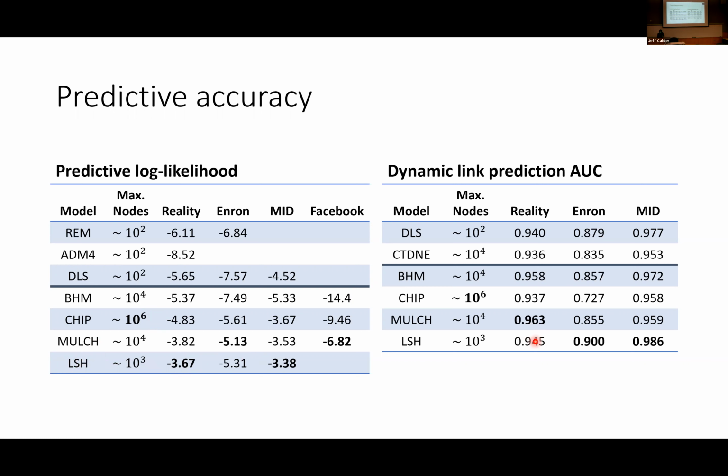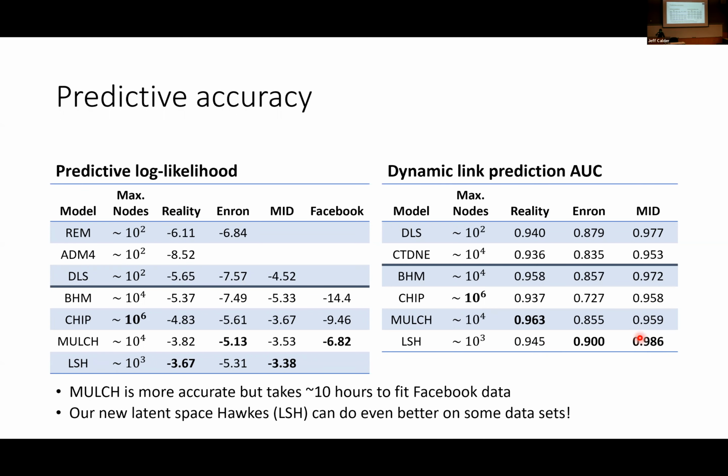This other one here is link prediction AUC. This is a different way of measuring things. We take a small time window, and then we predict in that time window whether or not there will be an event. And again, here you see our two models, MULCH and latent space Hawkes, are doing the best. I think since then, in the last year, there have been other models that beat us now. But we see MULCH is more accurate.